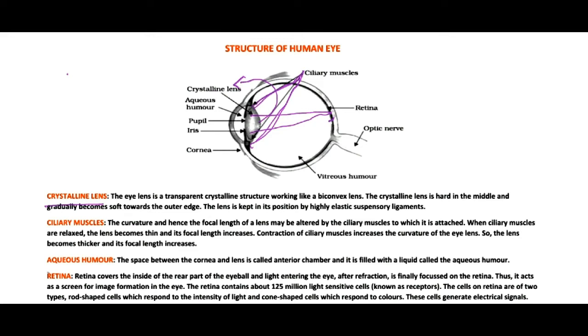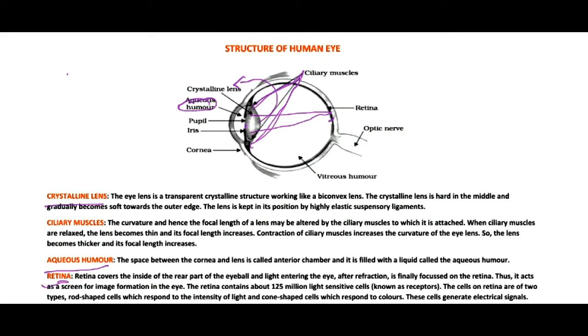The next part is aqueous humor. What is aqueous humor? It is the portion between the crystalline lens and the cornea. It is filled with a liquid.